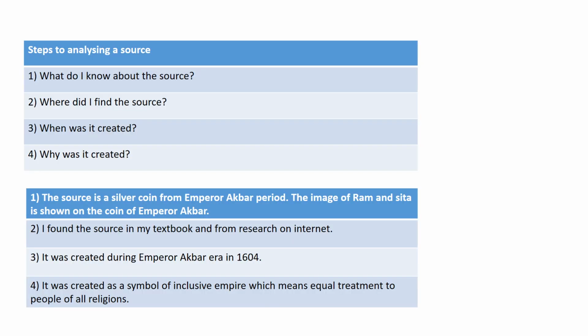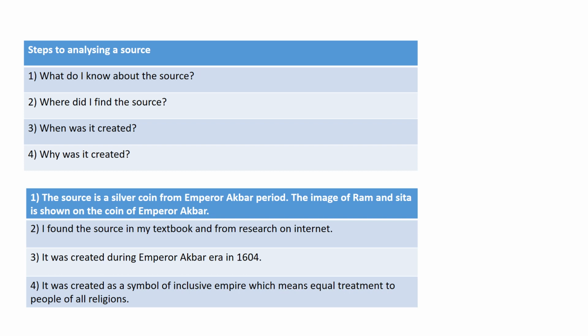So what do I know about the source? ये तो मुझे टेक्स्ट बुक से भी पता चल गया था that the source is a silver coin from Emperor Akbar period. Emperor Akbar के period से ये source है, ये coin है. Okay, by the way, coin is which type of source? Is it material, written or oral? Written, right? Yes. So coin is a written source.